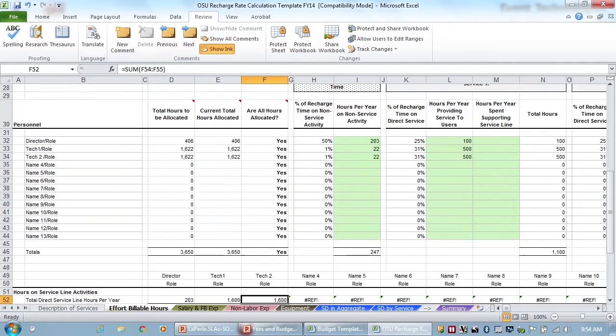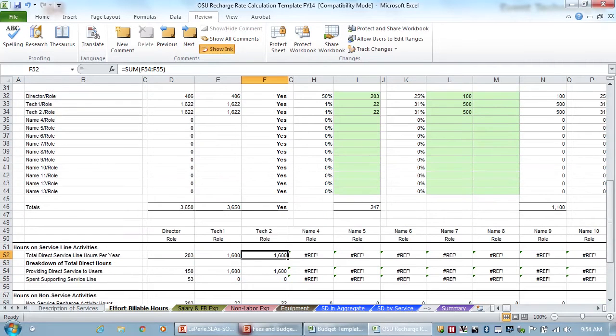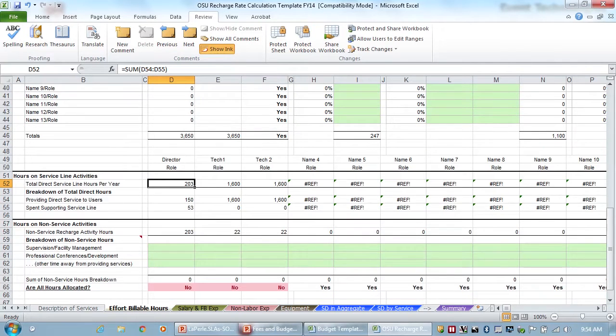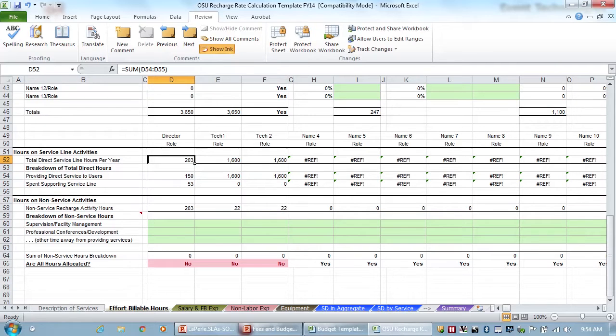So what this does down here is it takes all the hours and makes sure that they're allocated to a service line. So the 203 hours that is spent on each is spent on the service line, and it takes out that administration time. So then you break out the administration, how many hours in administration that they do down here. I said 200, half of the director's time is spent on administration, then 22 hours a year. That's probably really low for what the tech spends on administration. And then you have the opportunity to say what those hours are spent on.